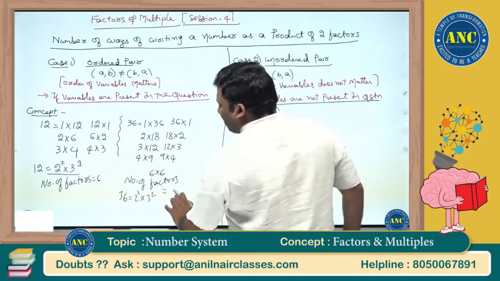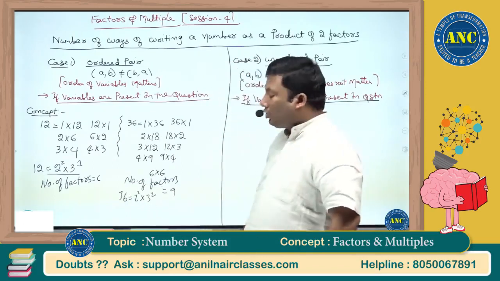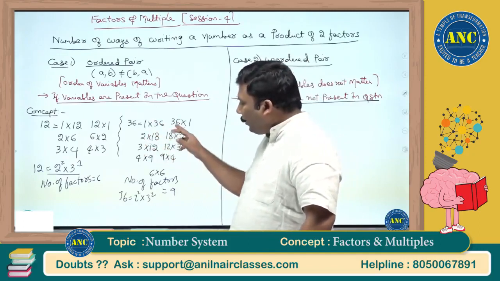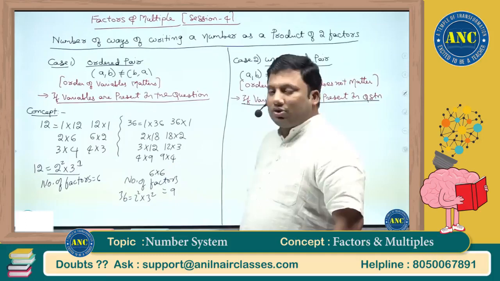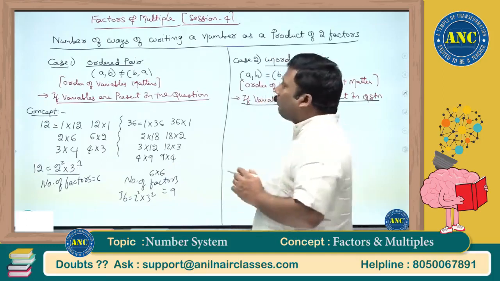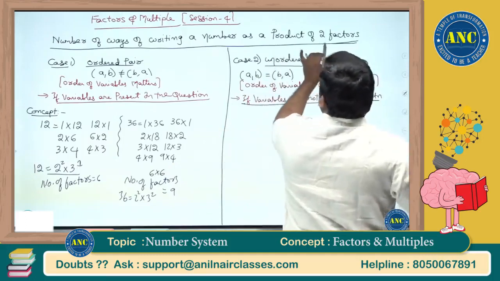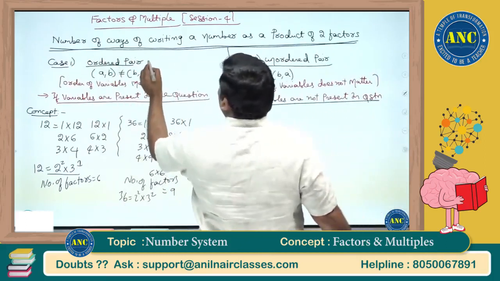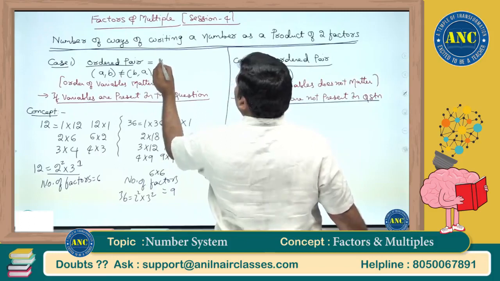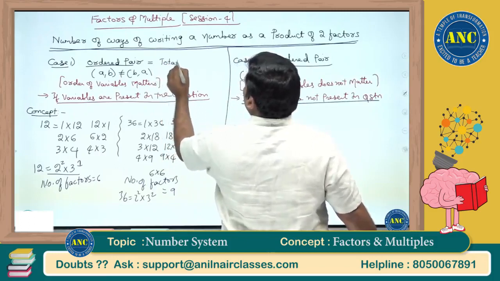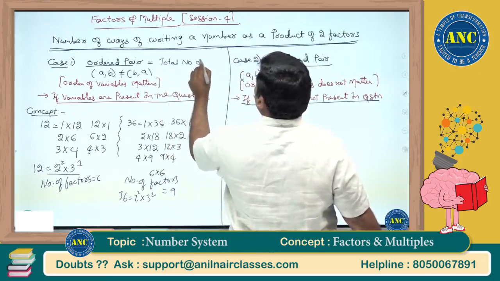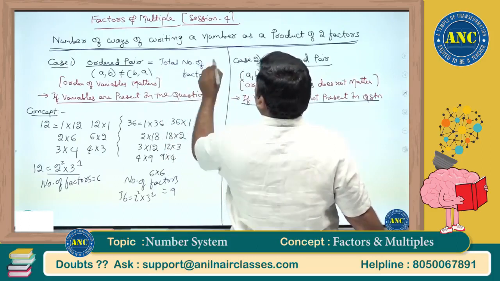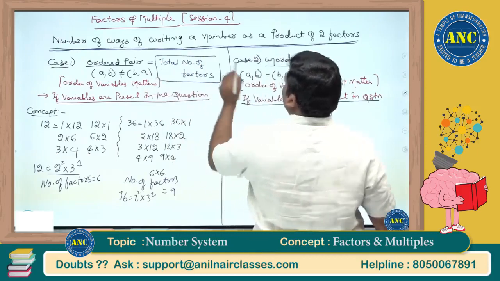Totally how many factors are there? 3 cases for 2, and 3 cases for 3. How many cases did we get? 1, 2, 3, 4, 5, 6, 7, 8, 9, including 6 into 6. Very, very important key point: the number of ways of writing a number as a product of two factors in ordered pair is equivalent to the total number of factors. Please make a note of it, sir.